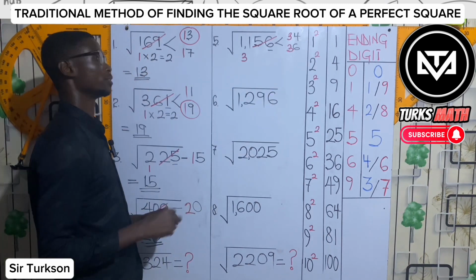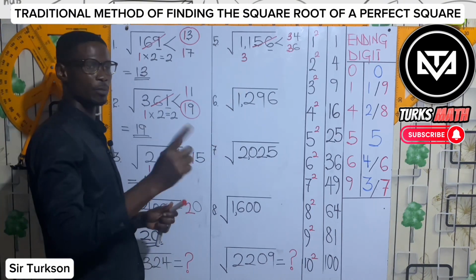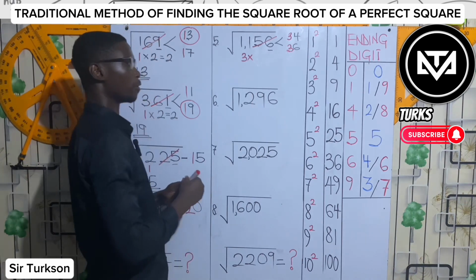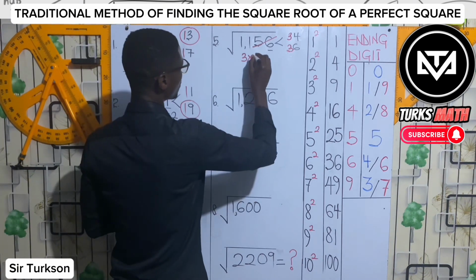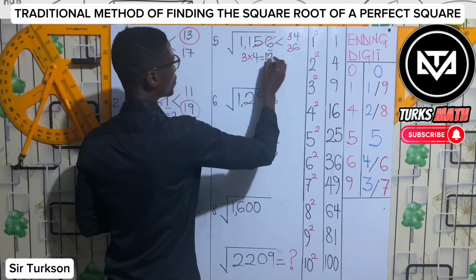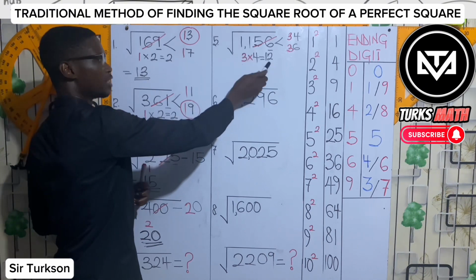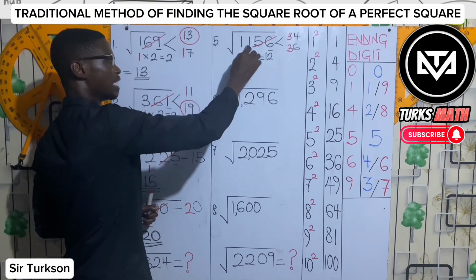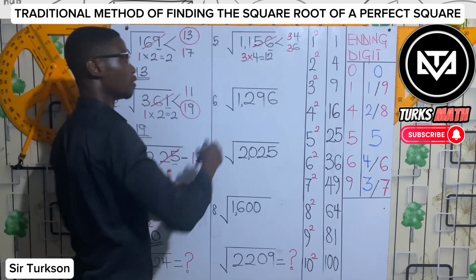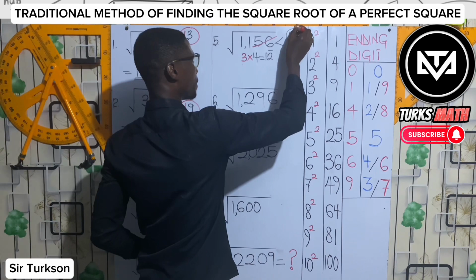We need one result. So what are you going to do? You increase this number by 1 and multiply. So when I increase by 1 here, I'm going to have 4. So 3 times 4 will give us 12. Now you compare 11 and 12. 11 here is less than what? 12. So the moment 11 is less than 12, you circle a lesser value, which is 34.